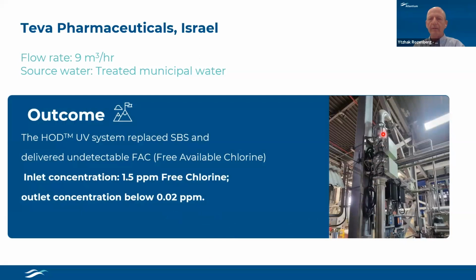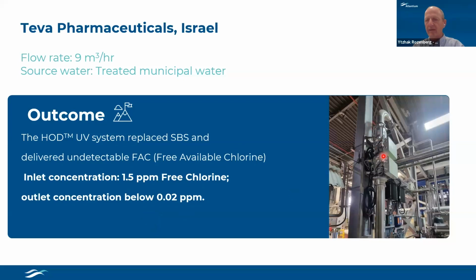You can see here the installation. The unit can be installed vertically or horizontally based on the specific available space at the facility. And the effect was the same, meaning the ability of the unit to take out the free chlorine. In their case, the maximum free chlorine is defined as 1.5 ppm, and the need is to reduce the free chlorine to a level of undetectable. In our case, we are considering it below 0.02 ppm.